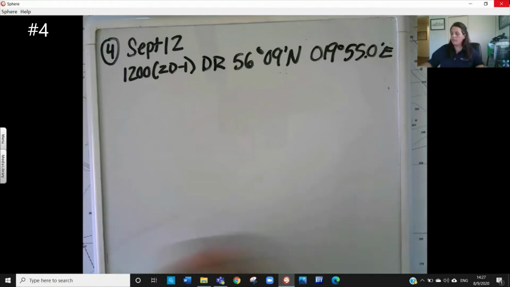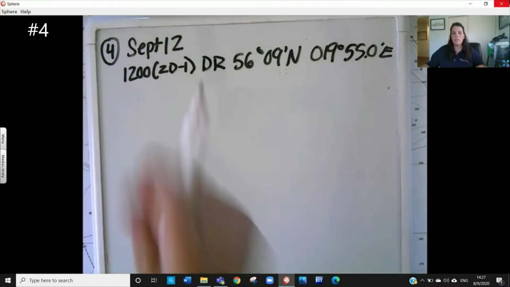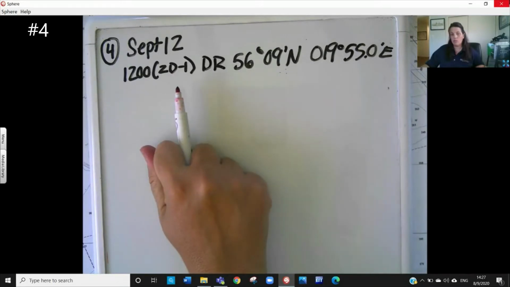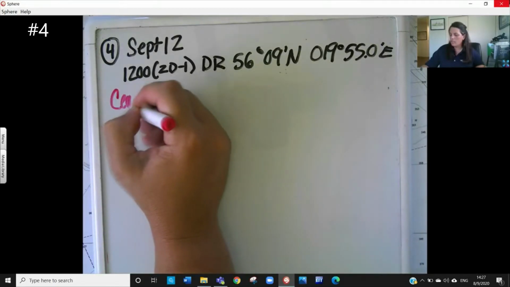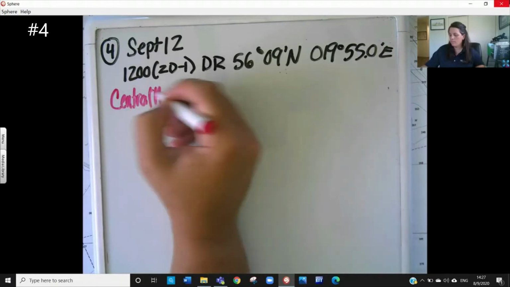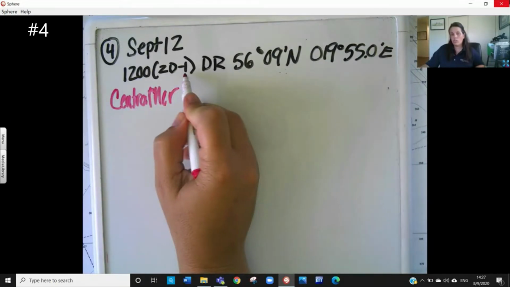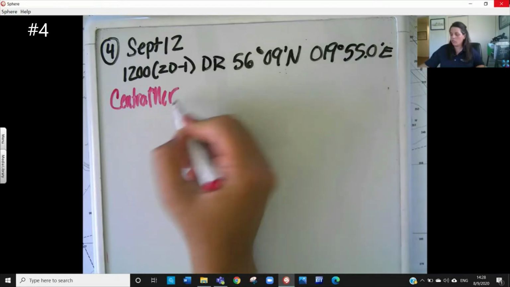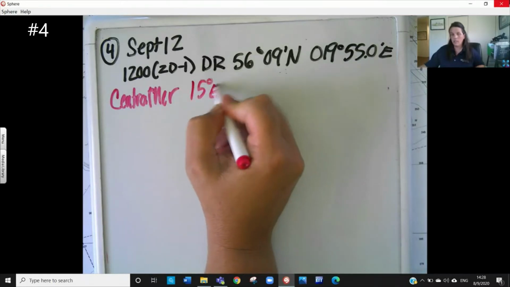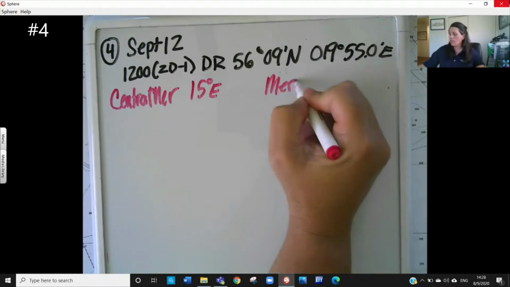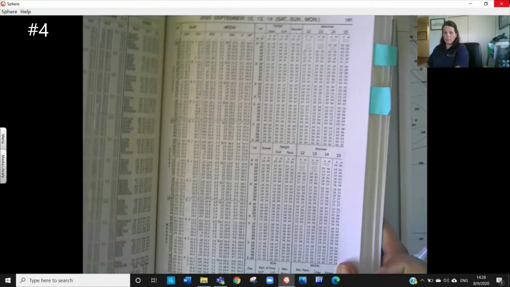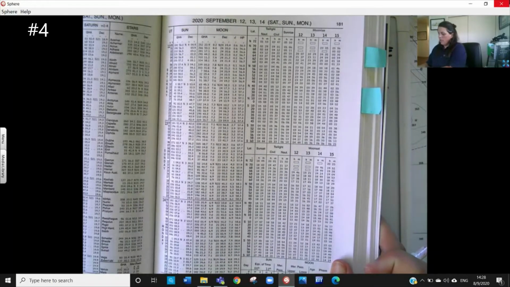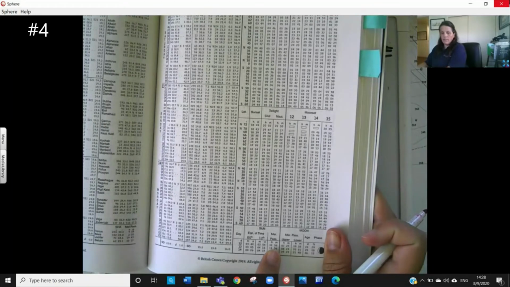Okay, for our number 4, we're on September 12th. We have a zone description of -1 and our DR position. So to figure out our central meridian, our zone description is -1, so our central meridian would be 15 degrees east. And then when would our meridian passage be? We're going to go to September 12th and find our meridian passage at 11:56.